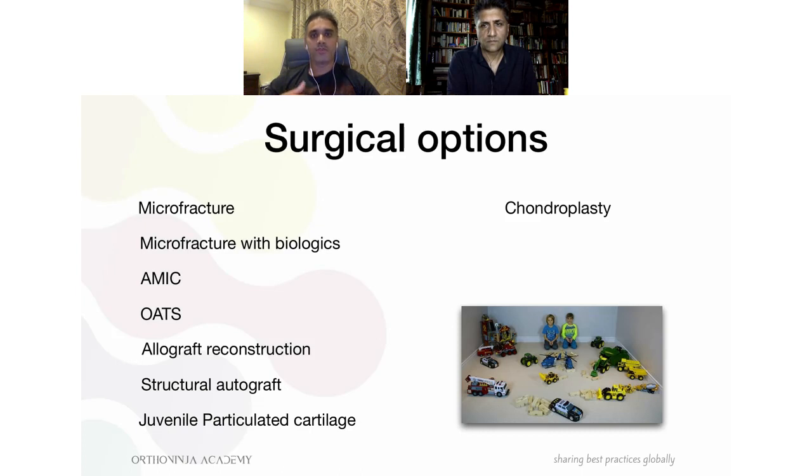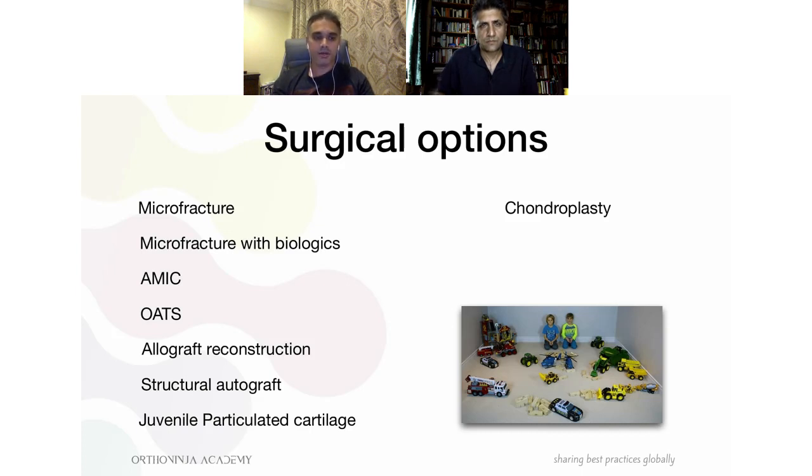We've got autologous matrix-induced chondrogenesis, where we essentially microfracture, and if it's a fairly large, substantial lesion, you can take a cartilage scaffold, infuse it with stem cells, BMAC, and place it on that lesion to essentially get them to heal. Osteochondral autologous transfer system, where you take cones of bone and the overlying cartilage from non-weight-bearing areas and plug it in. Allograft reconstruction, but you've got to have fresh allograft.